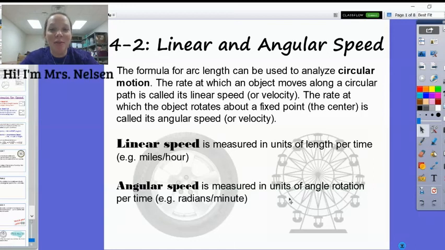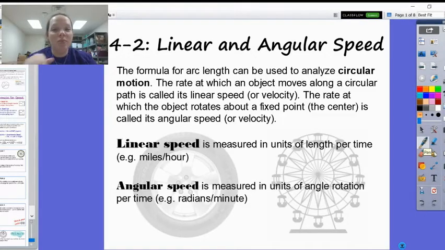And I'll be celebrity teaching your lesson on linear and angular speed today. So this is from chapter 4, section 2. And linear and angular speed is really in regards to analyzing circular motion. So we're talking about how many times we are traveling around a circle.